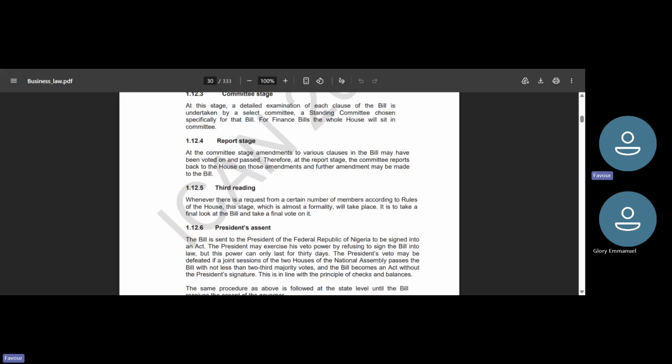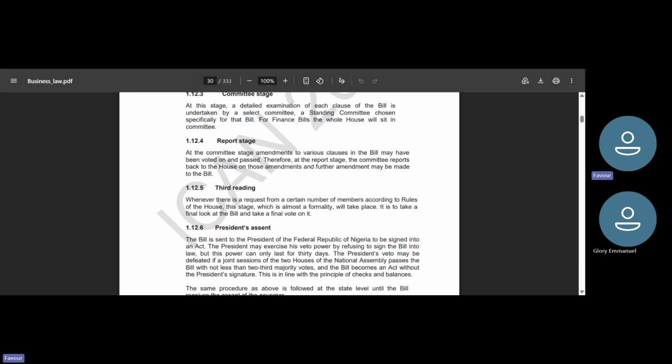It's just to take the final look at the bill and the final vote. Remember, at the committee and report stage, there have been some amendments, some decisions, some examinations and all that on the bill. So the third reading is just a formality, the final reading, where the final vote is taken on it, and then it is sent to the president for the stage called the president's assent.